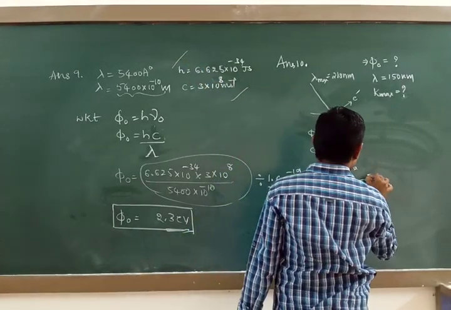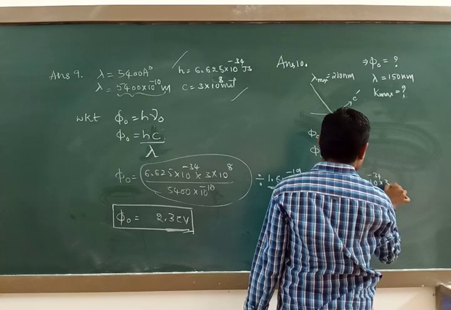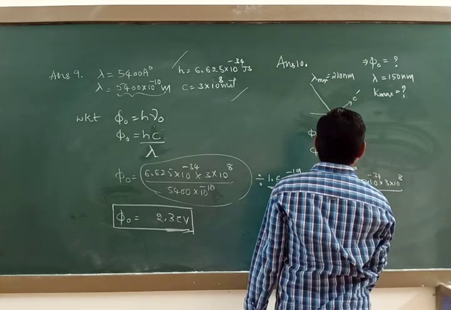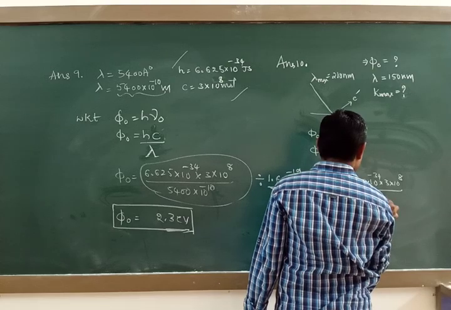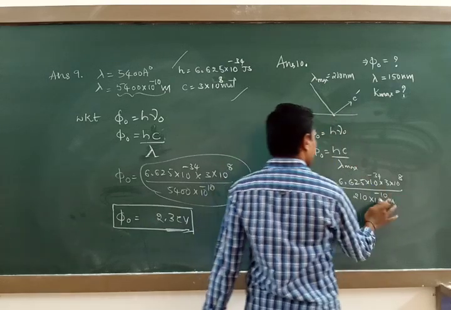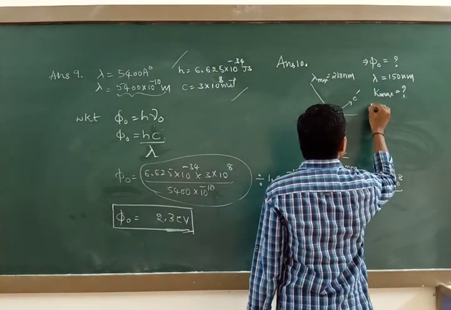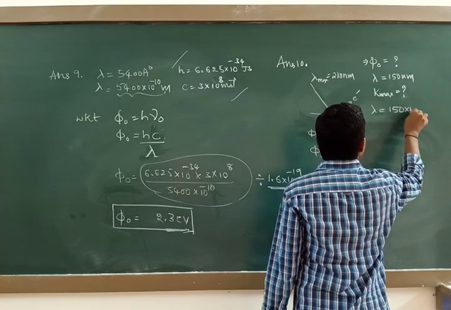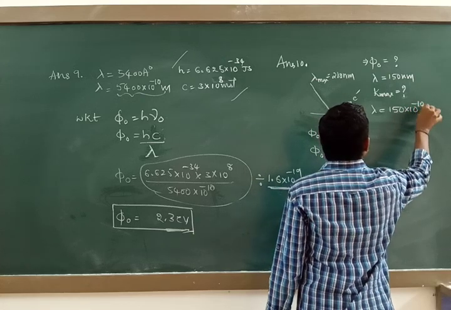Okay, so 10 raised to minus 34 into 3 into 10 raised to 8 divided by lambda maximum, that is 210 nano, that is expressed in terms of SI unit, that is 10 raised to minus 10 meter. So therefore here I write the given data in terms of SI units only.